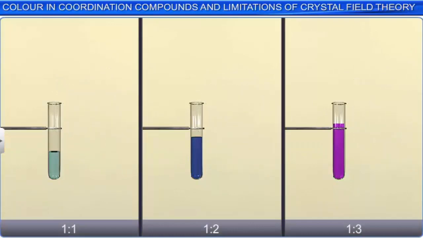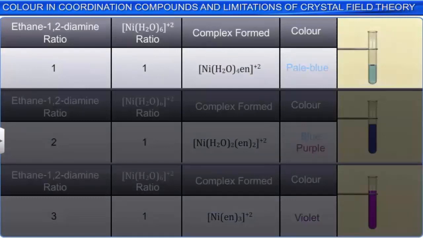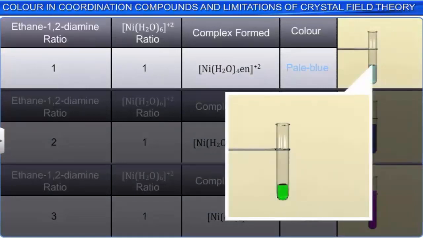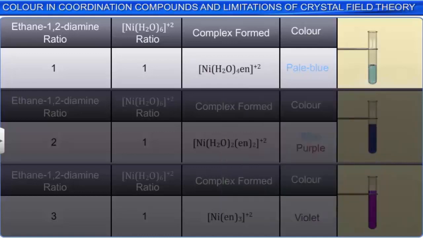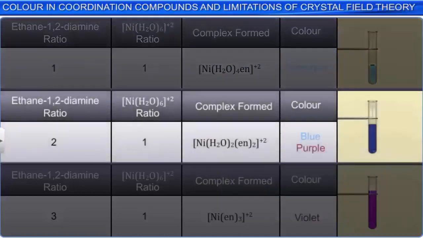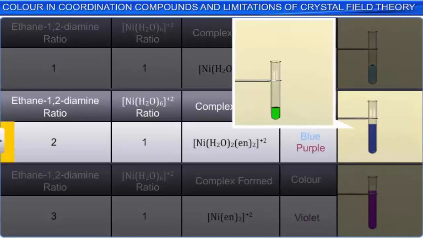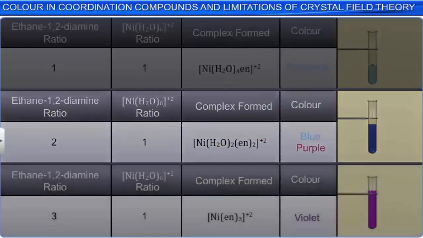When the addition of ethane-1,2-diamine to the complex is in the molar ratio of 1:1, a pale blue colored complex of tetraaqua(ethane-1,2-diamine)nickel(2+) is formed. When the addition is in the ratio of 2:1, a blue or purple colored diaquabis(ethane-1,2-diamine)nickel(2+) is formed. Addition in the ratio of 3:1 results in a violet colored tris(ethane-1,2-diamine)nickel(2+) complex.